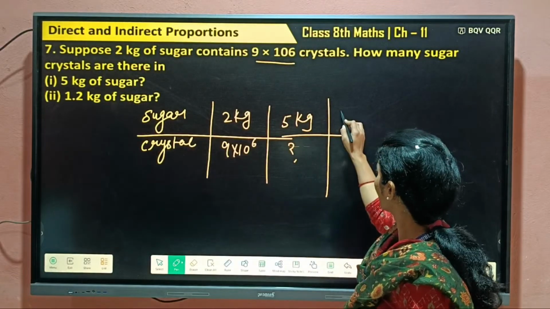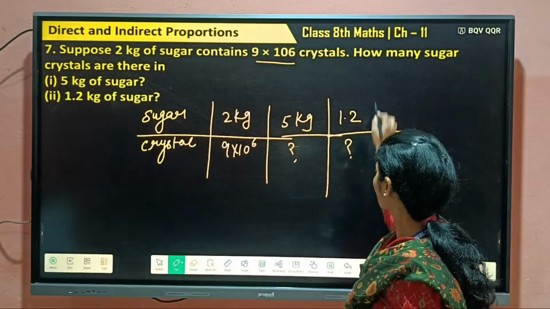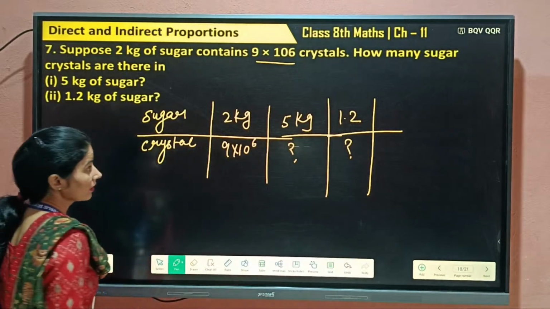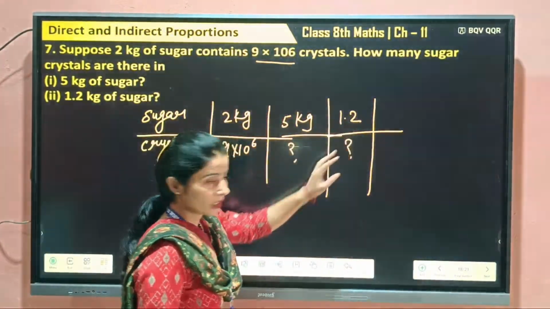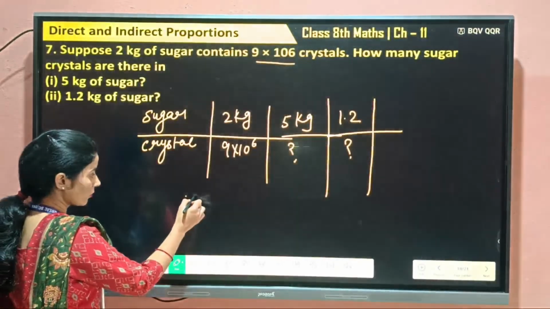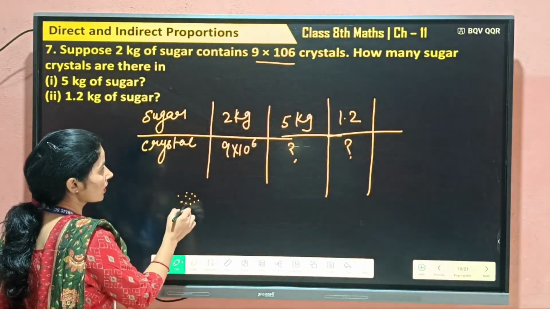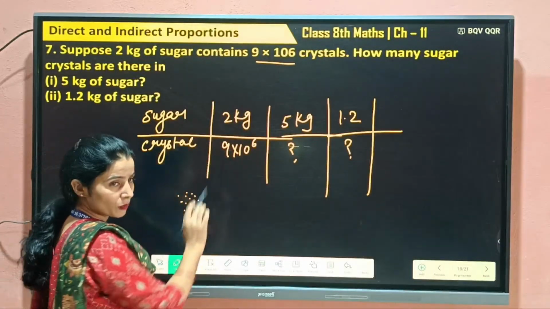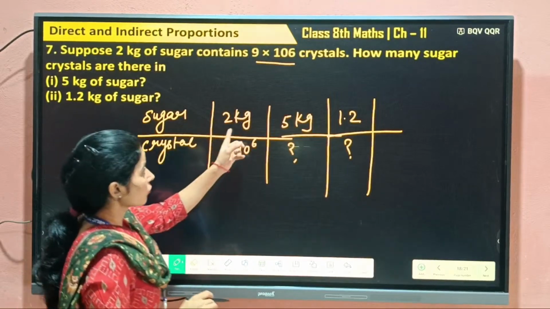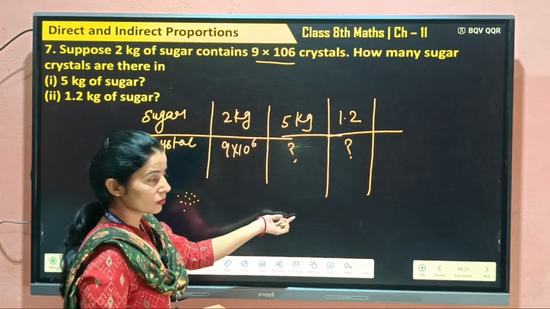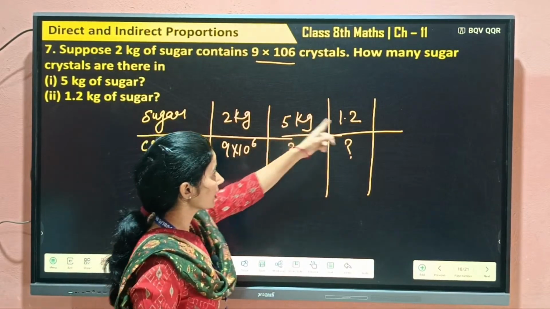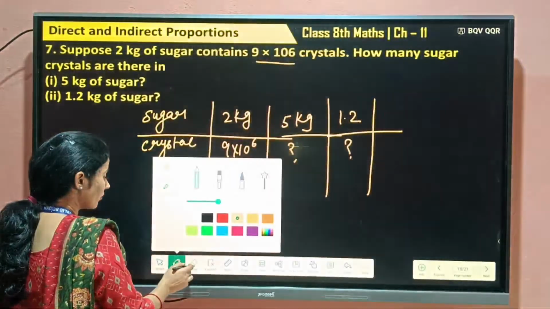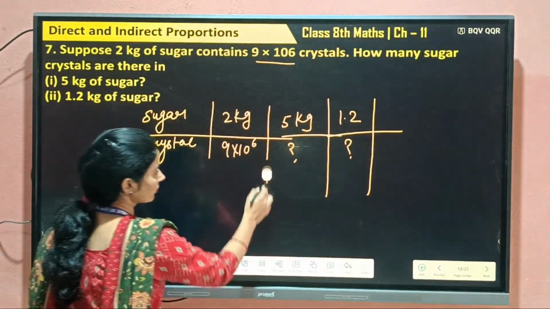Next, in 1.2 kg of sugar, we need to find out the number of crystals, as well as in 5 kg. Sugar crystal means granules of sugar. They are counting, and suppose 2 kg is there, then 9 into 10 raised to power 6 crystals are there. If quantity is increasing, then crystals will also increase. If quantity is decreasing, then the number of crystals will decrease. This is a case of direct proportion.